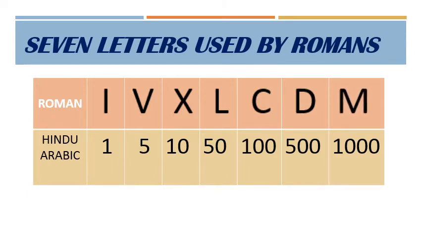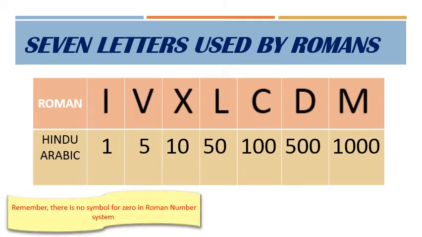My dear children, Romans used to write all numbers by using only these 7 letters. But they used to follow certain rules for that. And one more important thing, remember there is no symbol for zero in the Roman number system. I repeat, my dear children, there is no symbol for zero in the Roman number system.